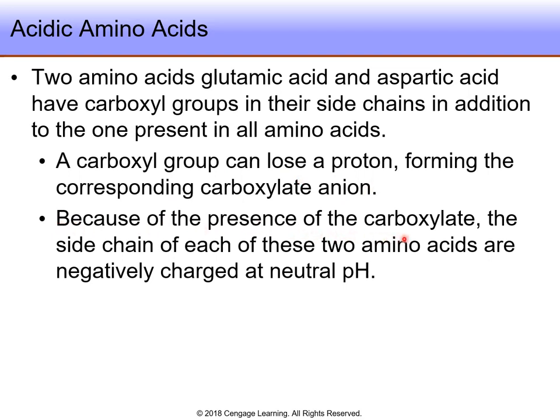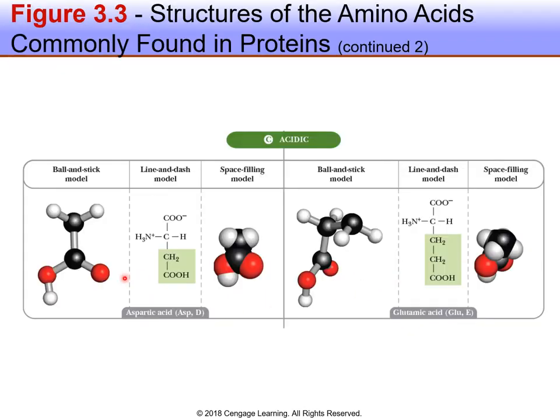Now, because of the presence of the carboxylate, the side chain of each of these 2 amino acids is negatively charged at neutral pH. And this is the reason why they are known as acidic amino acids, because they have negatively charged R groups at physiological or neutral pH. And these are the 2 acidic amino acids. You see, they are similar to each other, except that here the R group of glutamic has an extra CH2 group.